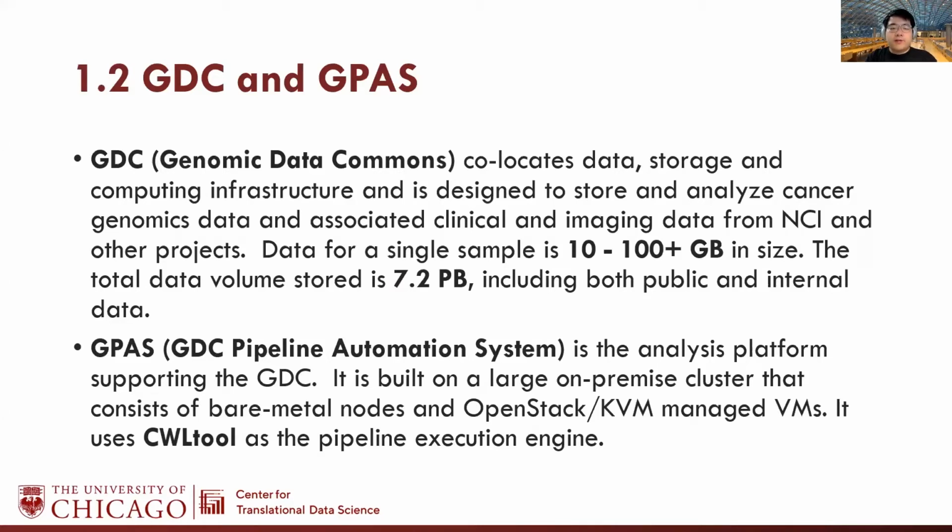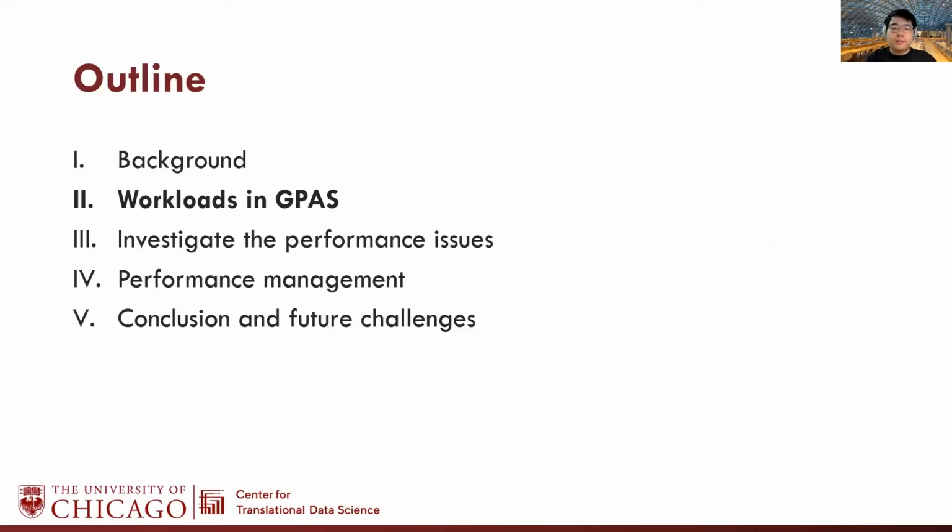GPAS, which is short for GDC Pipeline Automation System, is the analysis platform supporting the GDC. It is built on a large-scale on-premise cluster that consists of bare metal nodes and OpenStack KVM managed VMs. It uses CWLtool as the pipeline execution engine.